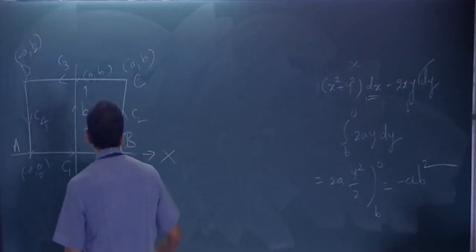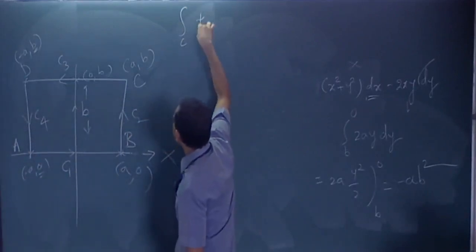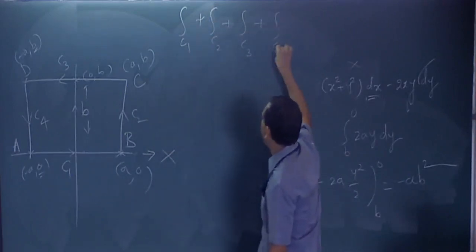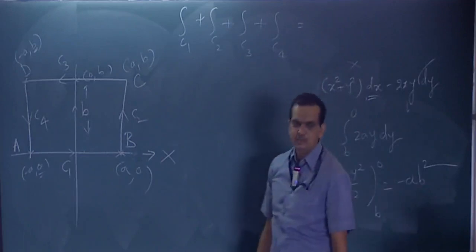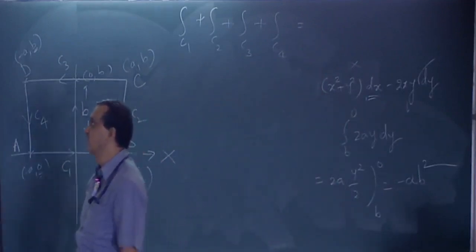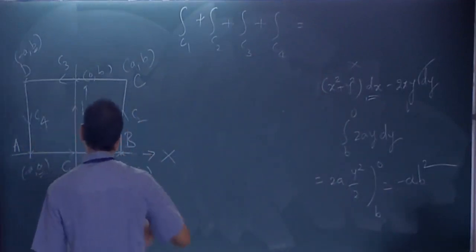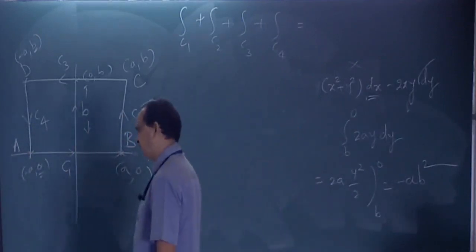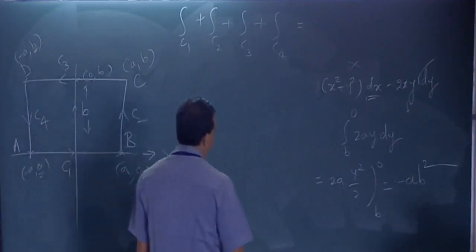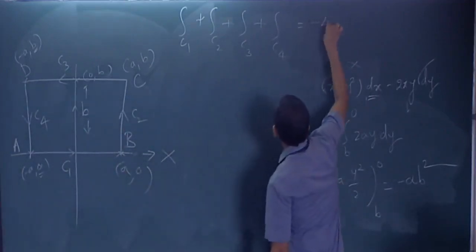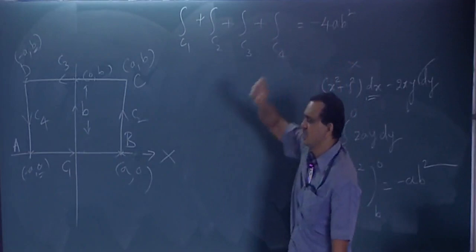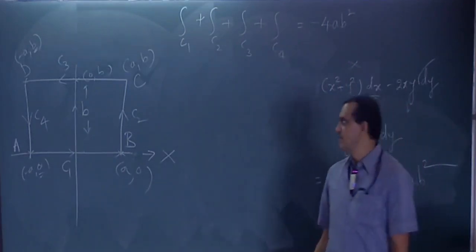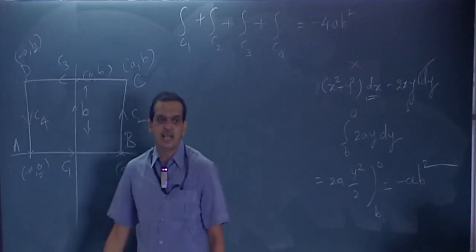We have obtained all the line integrals, namely C1, C2, C3, C4. What we do now, add up. If you add and if you get that answer, what we got as the double integral, then it is going to be tallied. Now on adding, we first of all get minus 4ab square. So minus 4ab square is the value on finding the line integral.